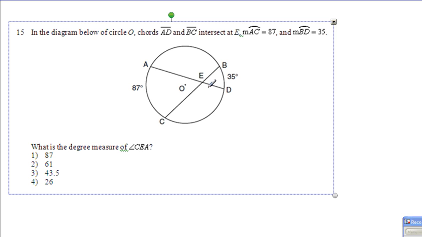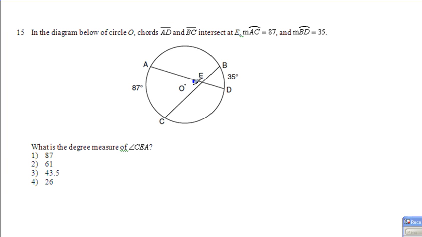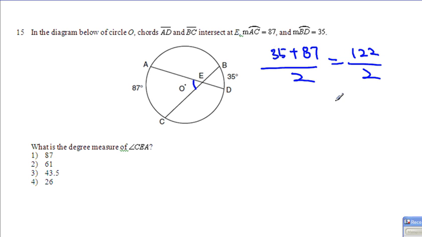Number 15. Now to find the angle inside, that angle is simply the sum of those two divided by 2. In other words, it will be the average of those two angles. 35 plus 87 divided by 2. So we end up getting 122 over 2, which is equal to 61. So our final answer will be 61.